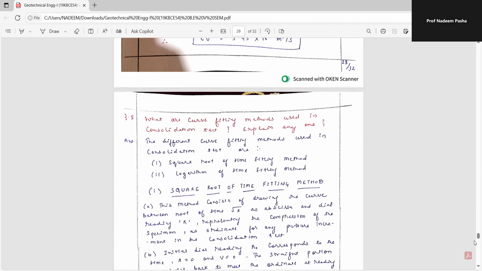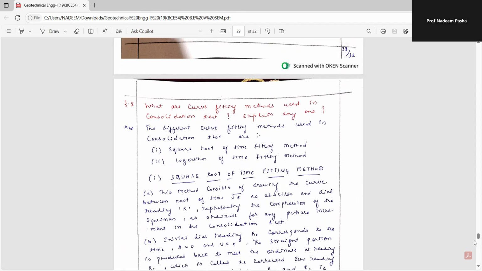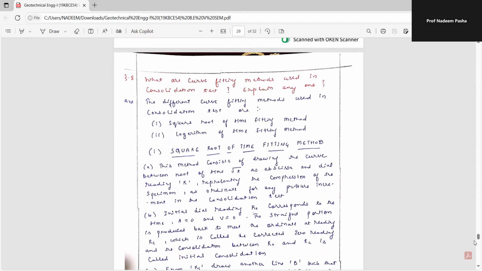The next problem is: what are the curve fitting methods used in consolidation test? Explain any one. So the different curve fitting methods used in consolidation test are the square root of time fitting method and the logarithm of time fitting method. So square root of time fitting method: this method consists of drawing the curve between root of time, under root t, as abscissa and dial reading, representing the compression of the specimen, as ordinate for any pressure increment in the consolidation test.